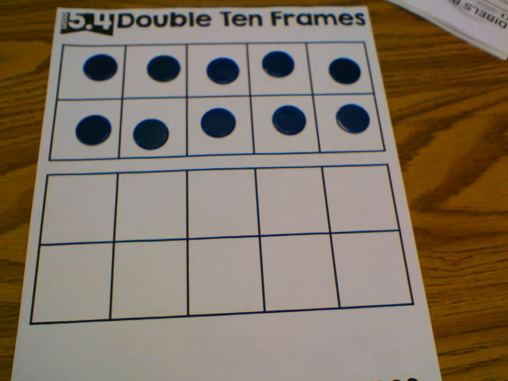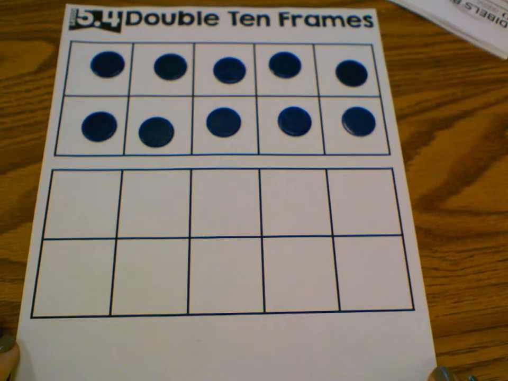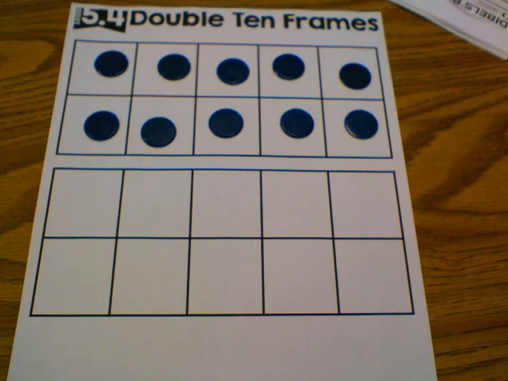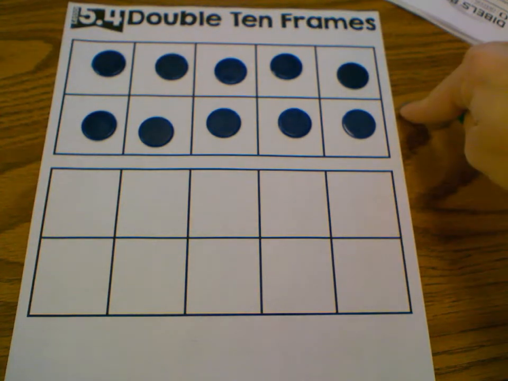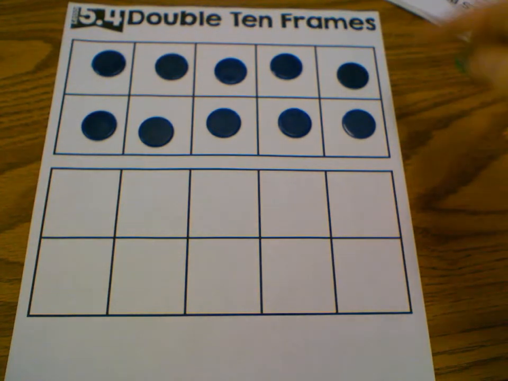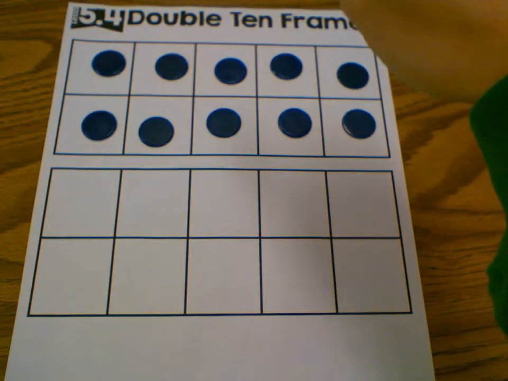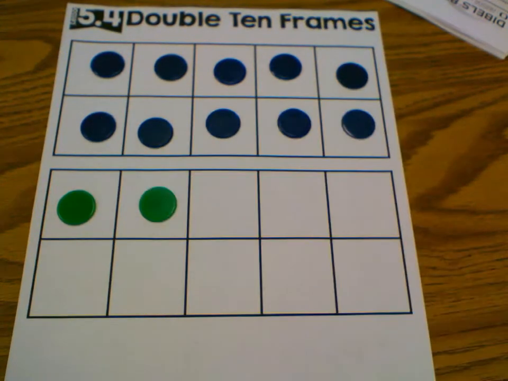So I'm going to leave this one here. I have 10 right here. Let's go ahead and make the number 13. So look, I have 10, so I'm going to start counting at 10, and then I'm going to fill in the bottom frame. Count with me. So let's start at 10. 10, 11, 12, 13. Here is the number 13 on a 10 frame.